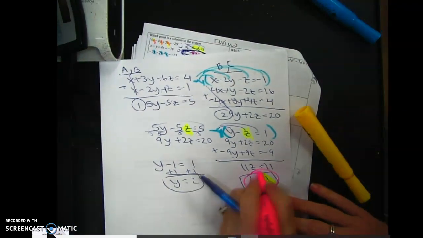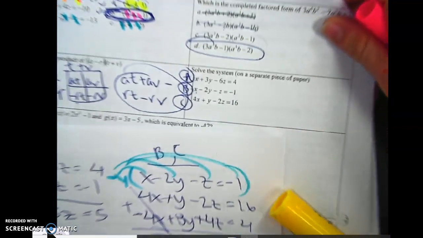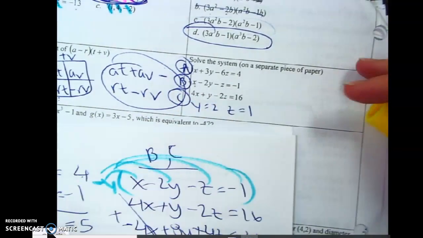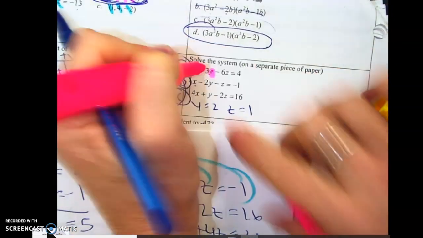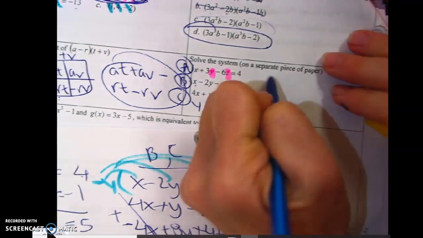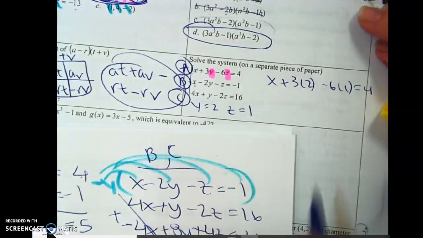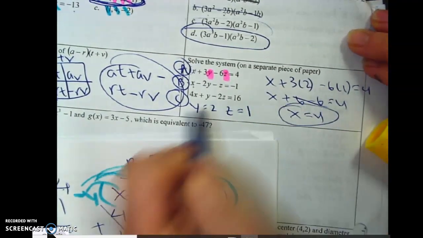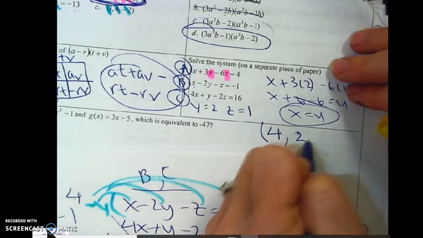Now I'm going to take these two, and I'm going to pick one of my original equations here. Let me zoom in, and I'm going to plug it in. So, I know my y equals 2 and my z equals 1. I'm going to plug it into, I don't know, the first one, sure. My y is 2, my z is 1. So I'm going to go x plus 3 times 2 minus 6 times 1 equals 4. X plus 6 minus 6 equals 4. X equals 4. Okay? So now my answer is 4, 2, 1.